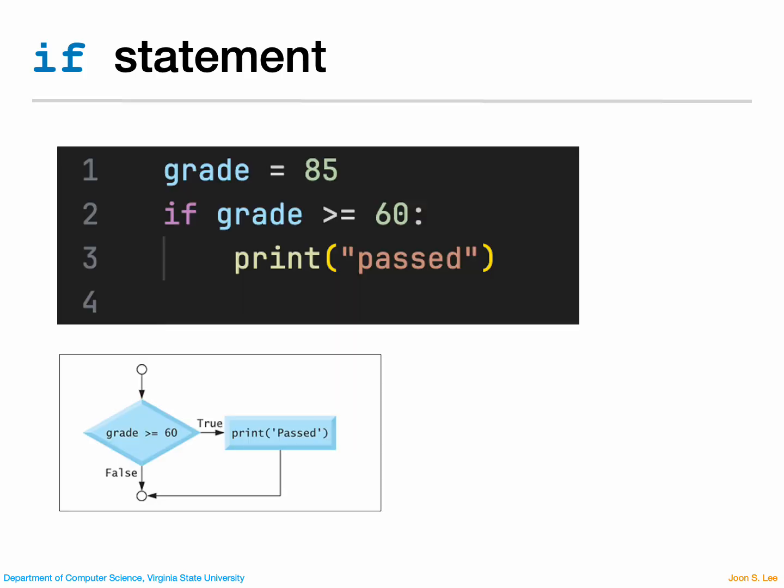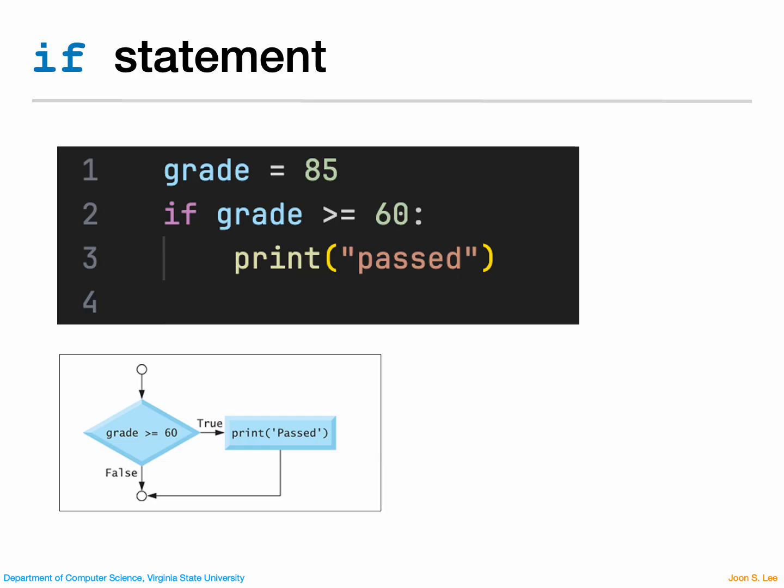Here's a simple example of an if statement in action. We set grade equals 85. Then we check the condition: if grade greater than or equal to 60. Since 85 is greater than or equal to 60, the condition is true, so Python runs the indented code inside the block. Print passed. The result is that the word passed is printed on the screen. If the condition had been false, nothing would happen. In this case, since the grade is high enough, the program executes the statement.